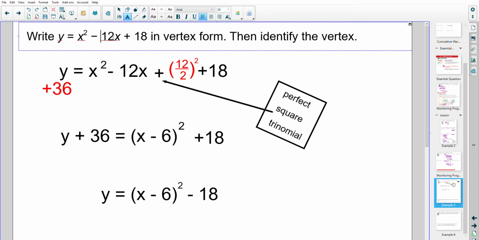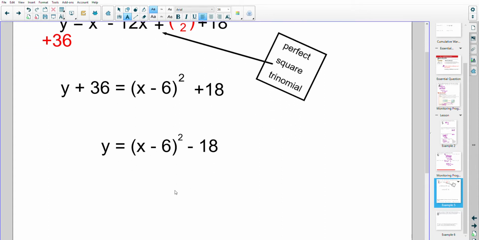You're going to divide 12 by 2 and square. And notice what happens when you do that. You add 36 to this side, so you have to add 36 to this side. And when you complete the square, it becomes this. Subtracting 36 from both sides gives you this. And now you have it in vertex form. The vertex would be equal to 6, negative 18.